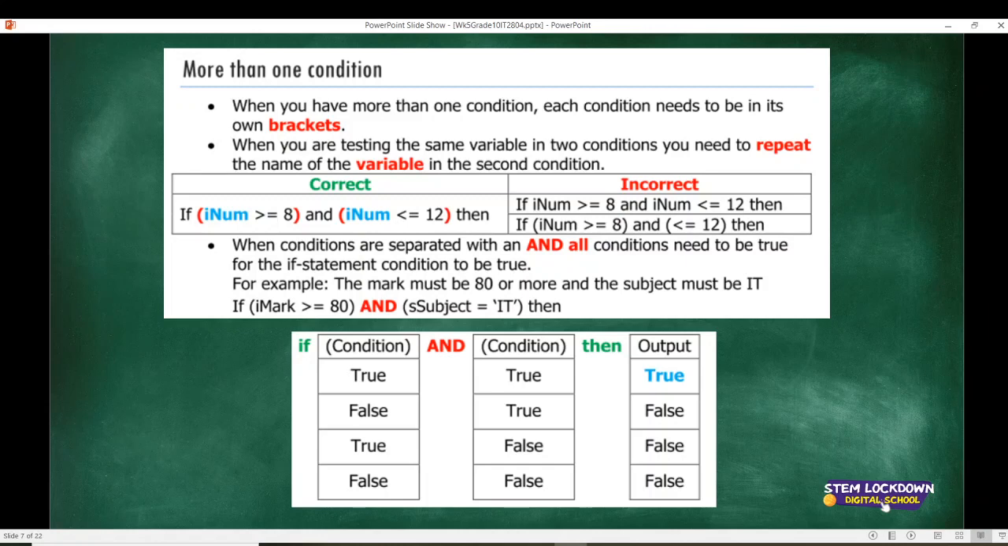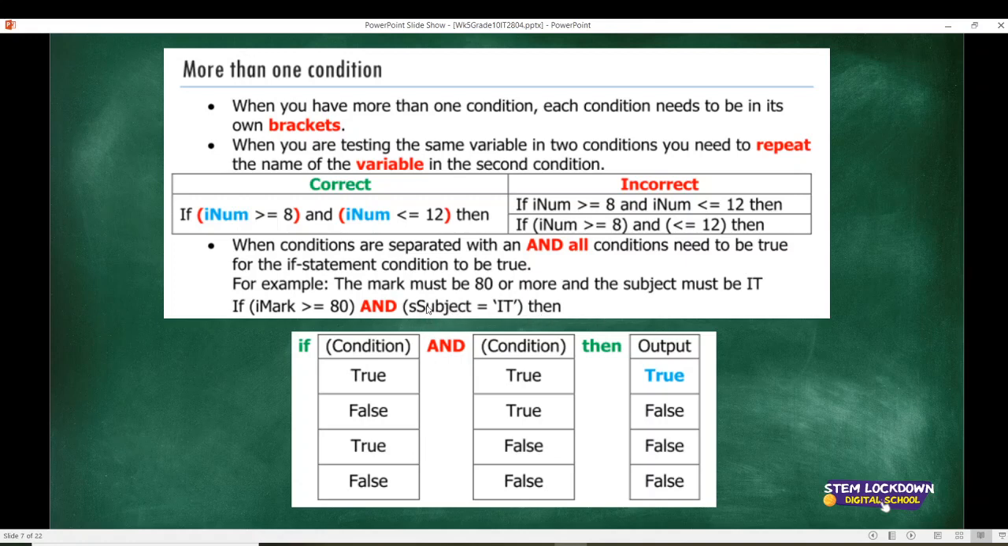Okay. Right, then the next point underneath this is that when conditions are separated with an and, all of the conditions have to be true for the if statement to be true. So in other words, if you've got a whole lot of conditions and it's if this and this and this, then the then will only execute if everything is true. So here's an example: the mark must be 80 or more and the subject must be IT. So if I mark is greater than or equal to 80 and S subject equals IT, then.